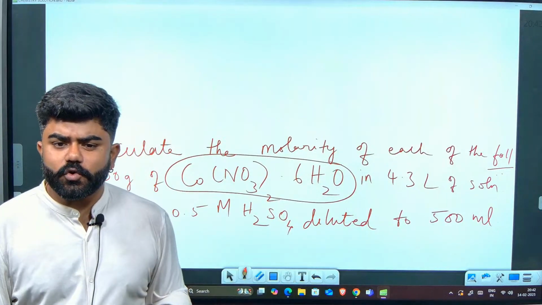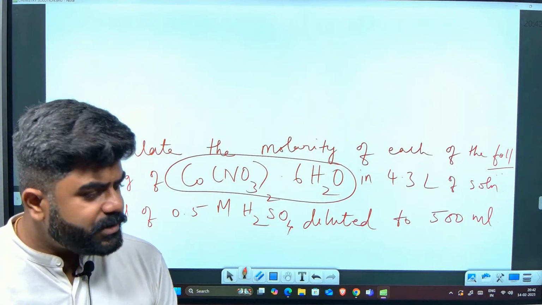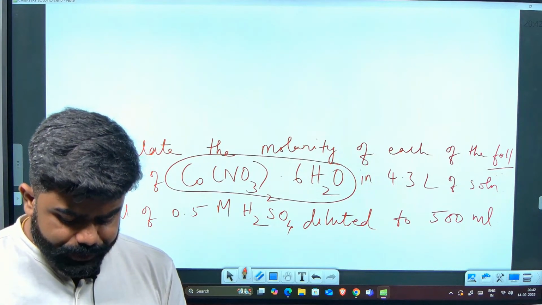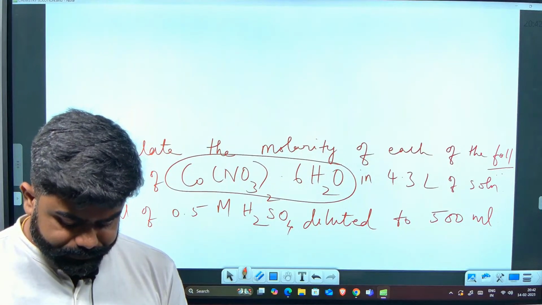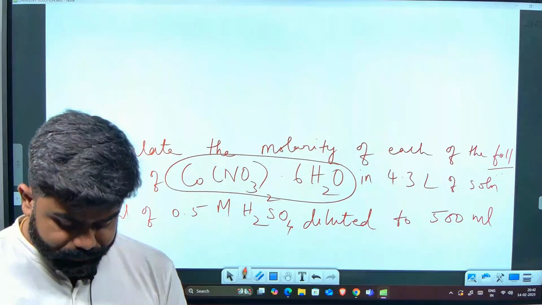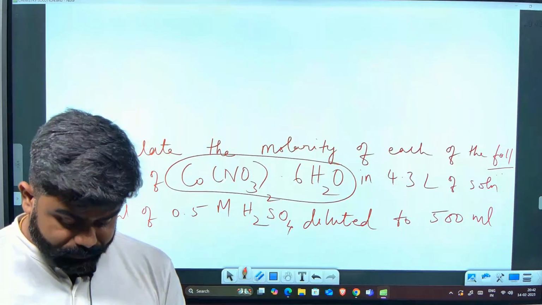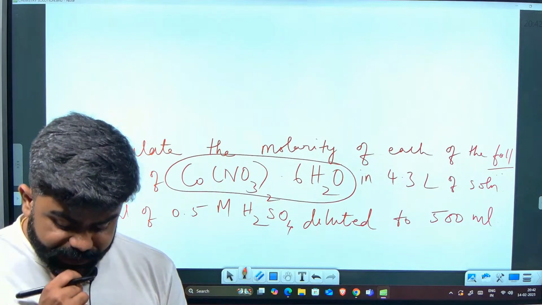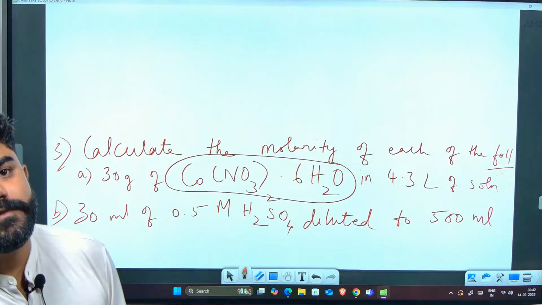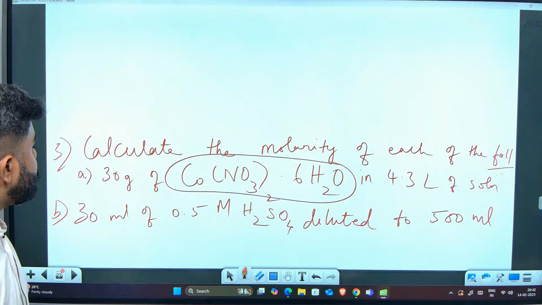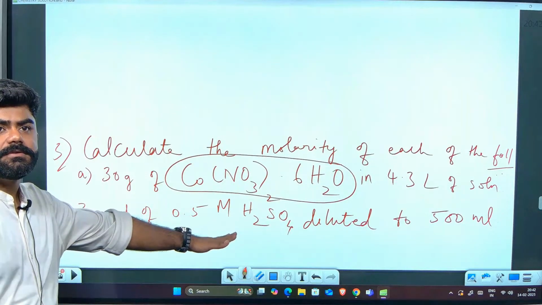So for that, cobalt, what is the atomic mass, children? Anybody got the periodic table with you? Atomic mass of cobalt. 58.93. Cobalt 58.93. Nitrogen, you know the atomic mass, 14.